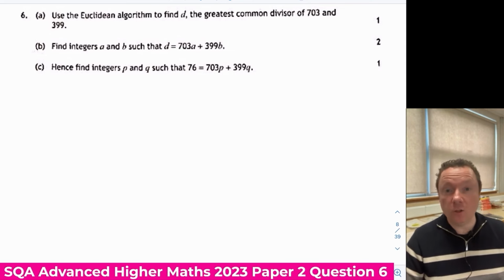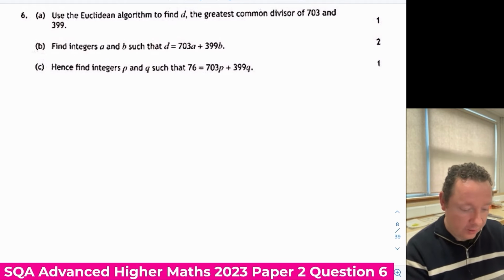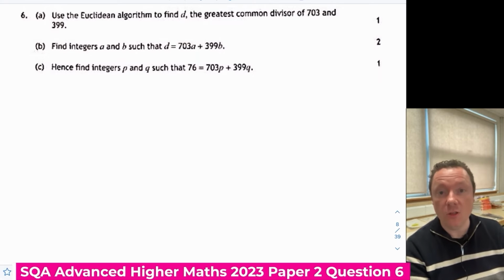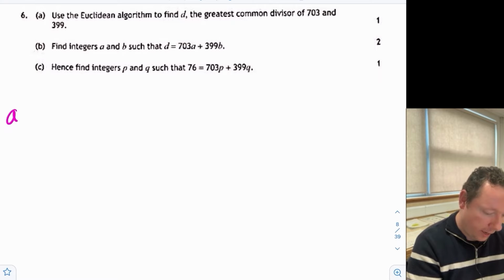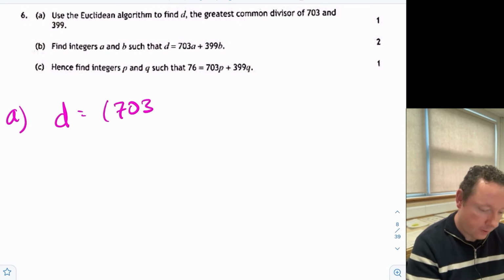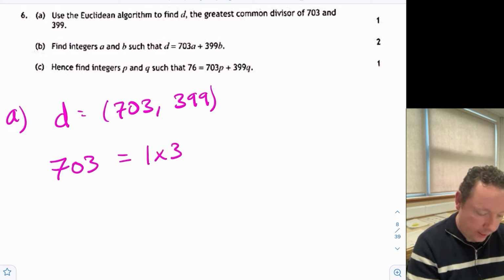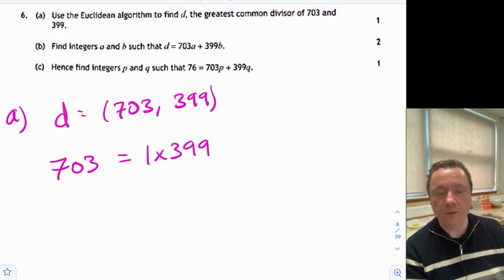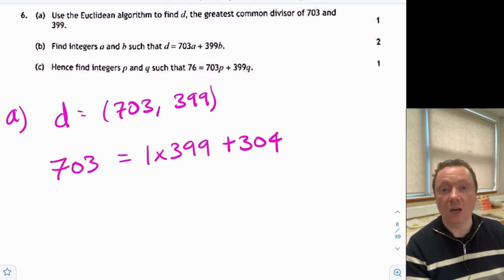SQA Advanced Higher Maths 2023, Paper 2, Question 6. Use the Euclidean Algorithm to find D, the greatest common divisor between 703 and 399. Okay, part A. So D between 703 and 399. So we've got 703. Well, that is going to be 1 times 399. And then to get your remainder, take away 399 and you get 304. And then we just start again.